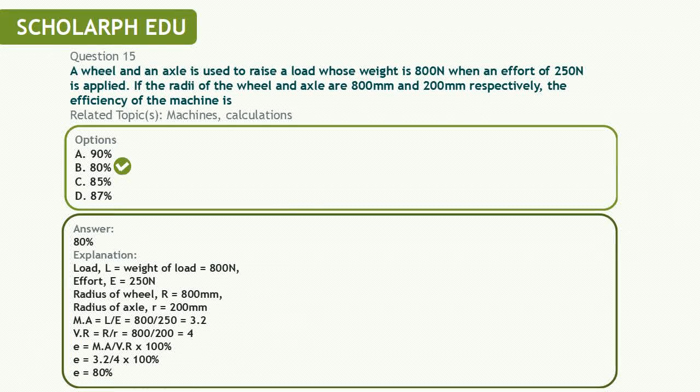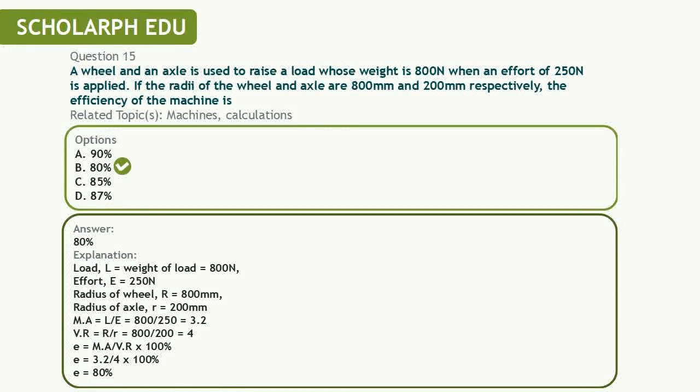The velocity ratio for a system like this where we are having wheel and axle, the velocity ratio is equal to the radius of the wheel, which is 800 mm, divided by the radius of the axle, which is 200 mm. 800 divided by 200 will give us 4 here. So here now we have our mechanical advantage and our velocity ratio. We can then find our efficiency.